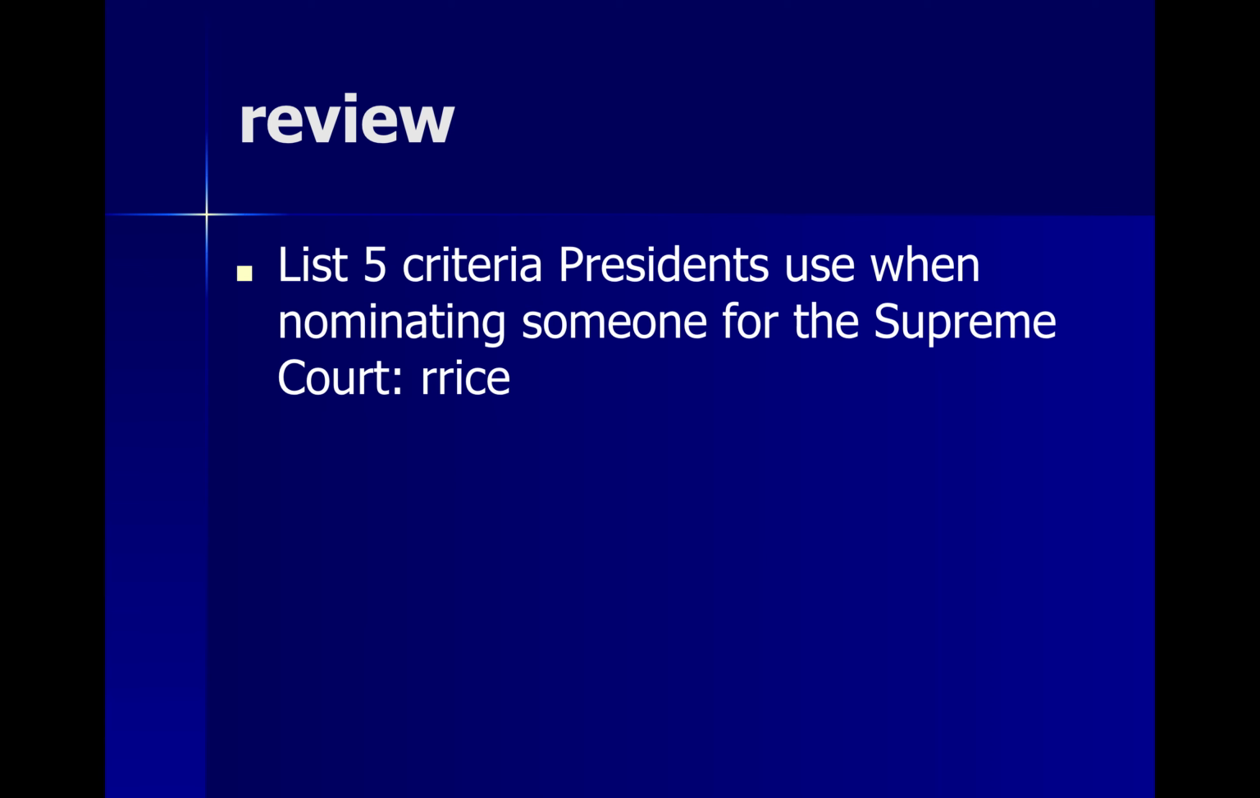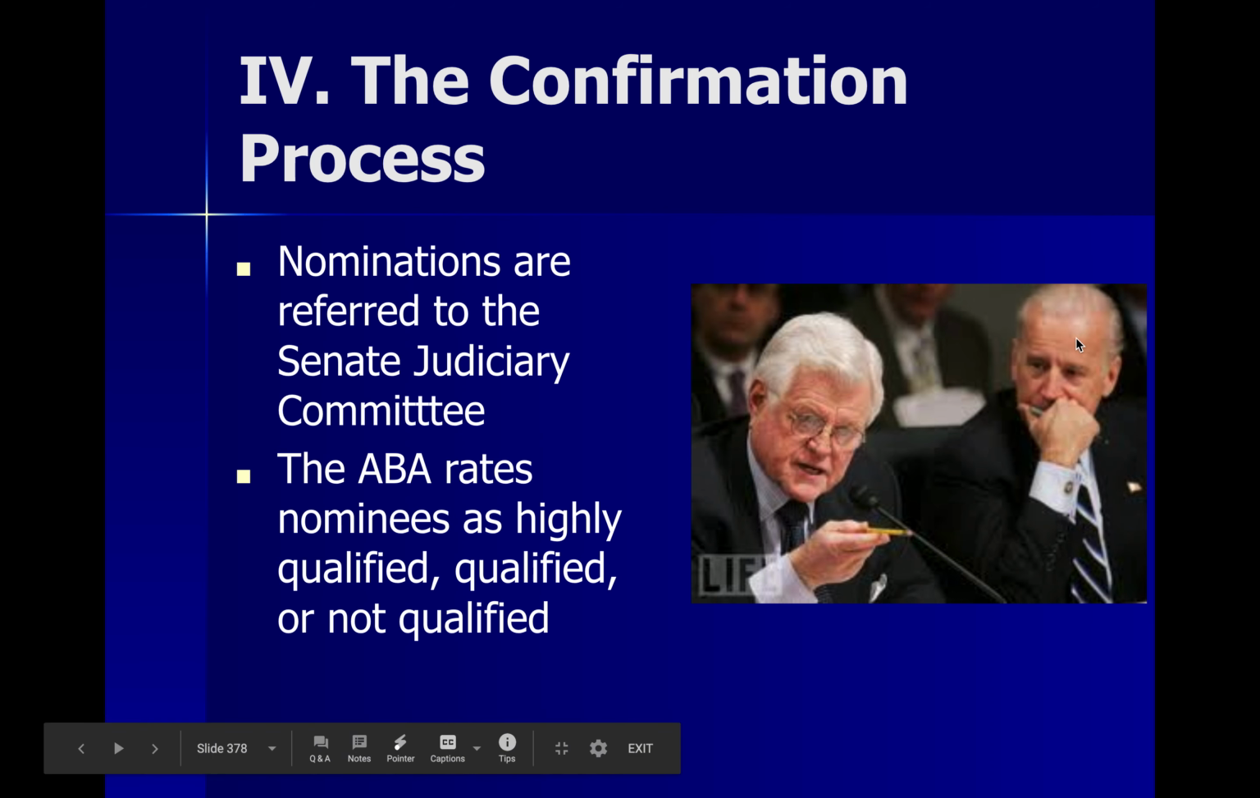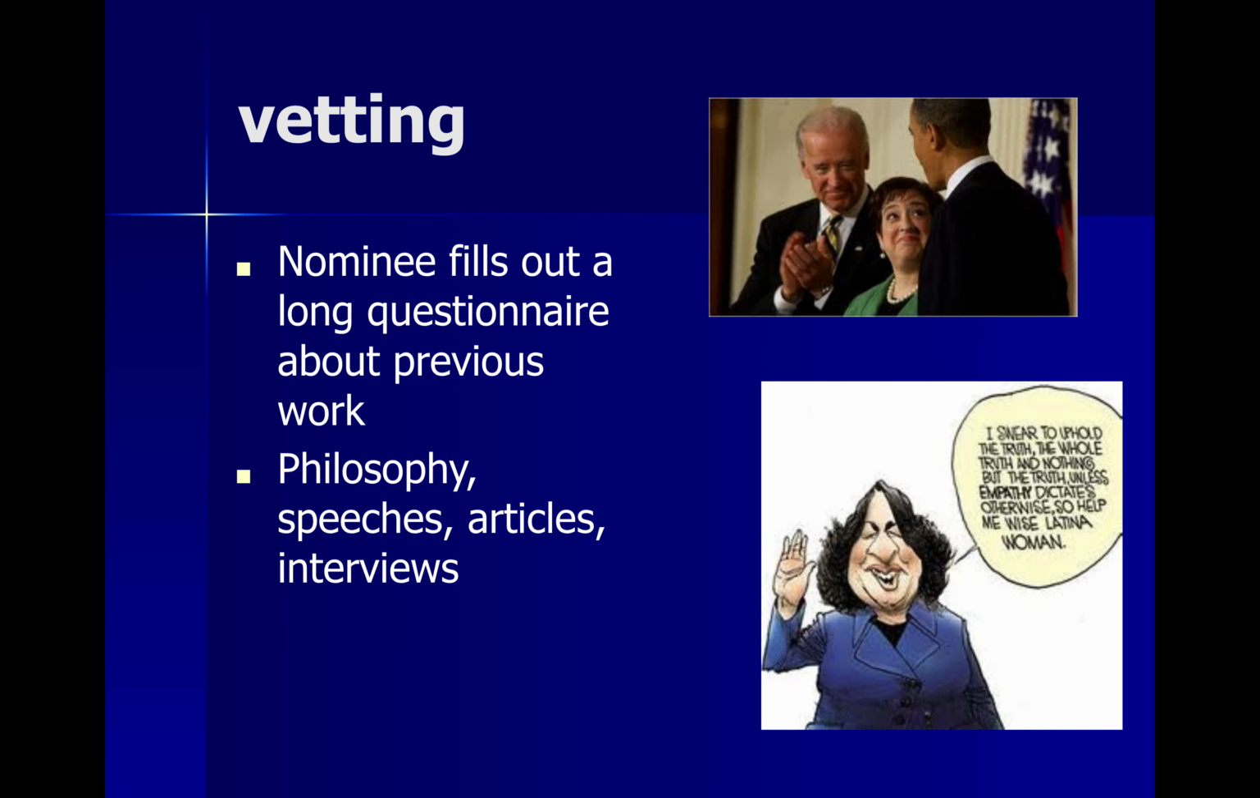There's a little acronym. Pause it for a second if you need to. And then here's the process. We'll go over this right quick, then I'll send you a film on the process with Clarence Thomas, which I think is really fascinating. Nominations go to the Senate Judiciary Committee. Once upon a time, Joe Biden was the chairman of the Senate Judiciary Committee, back when H.W. Bush was president. The American Bar Association, an interest group, will rate the nominees as highly qualified, qualified, or not qualified. They almost always get highly qualified.